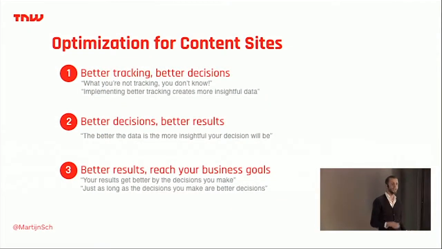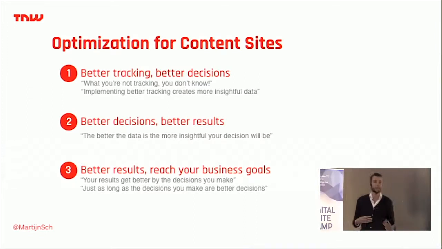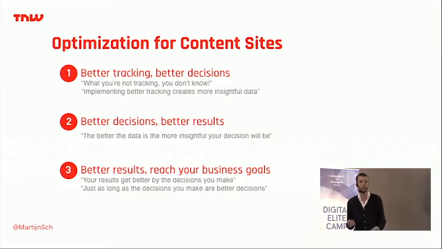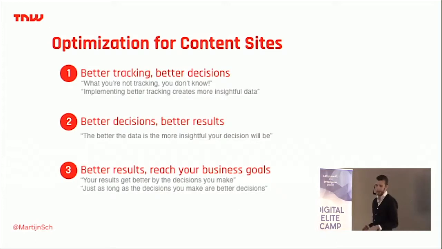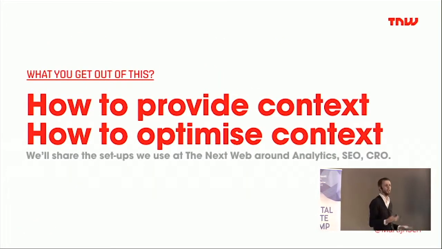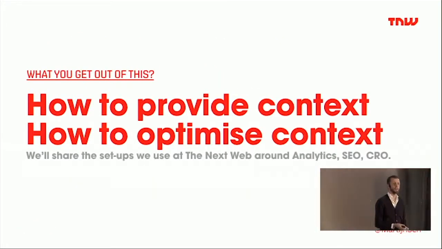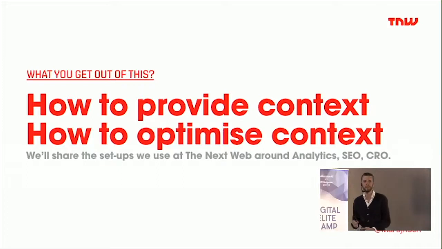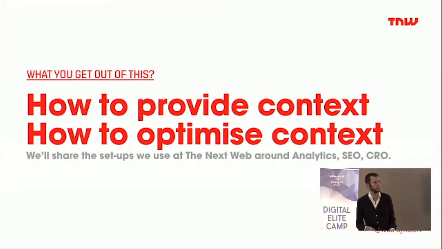Because mostly what I want you to get out of this presentation today is some sort of a roadmap of how e-commerce is completely different from content optimization, and how we as a publisher, because the next step is a tech media publisher, work our way in finding ways to optimize what we do for content. And really what I want you to get out of this is how we try to provide context on the content that we write about and how we optimize in doing so. And I'm going to share some of the tactics and some of the information on how we try to approach this.